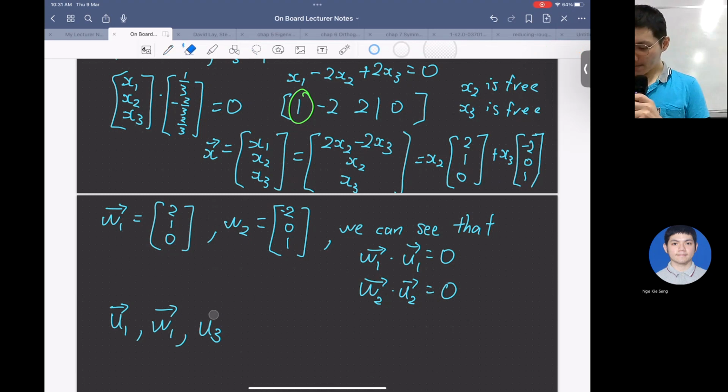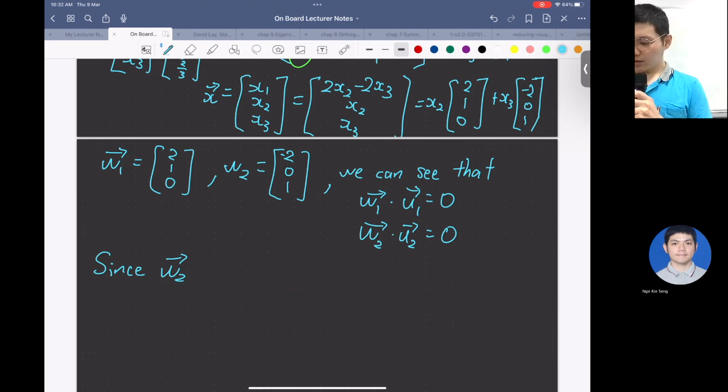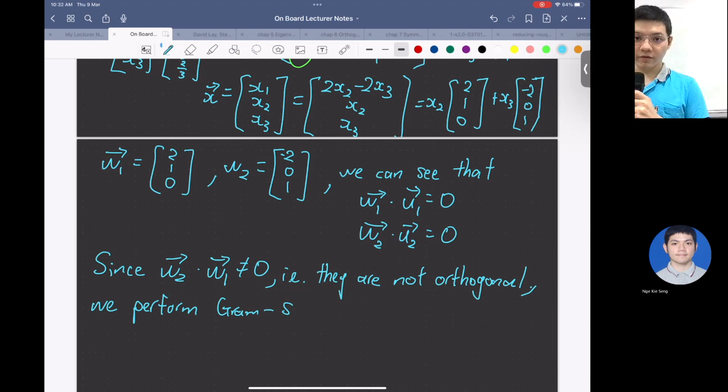Okay, so let me write down. Since W2 dot W1 is not 0, that is, they are not orthogonal, we perform Gram-Schmidt to W2.